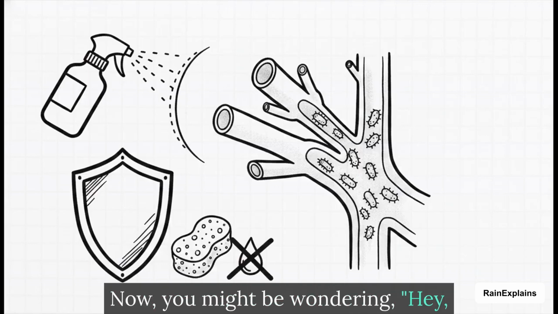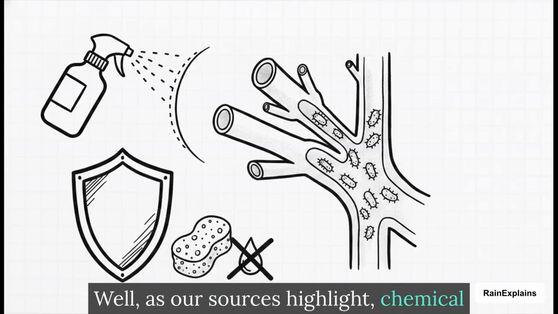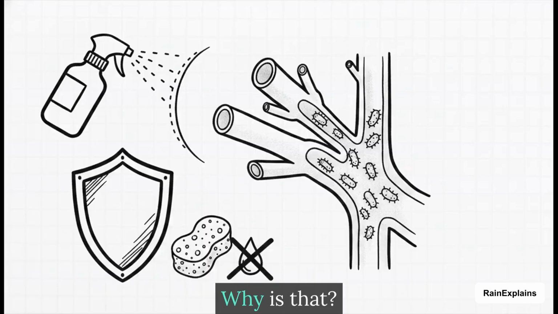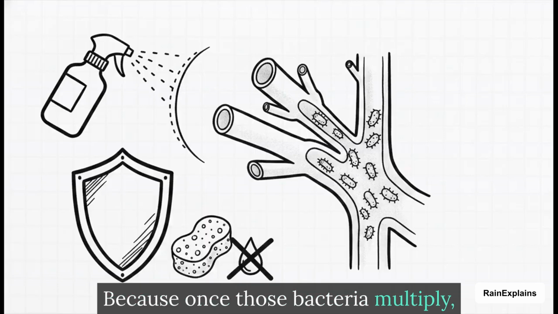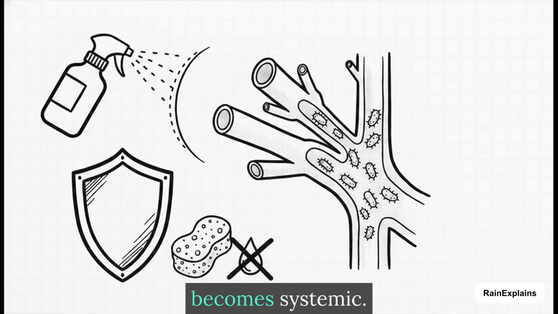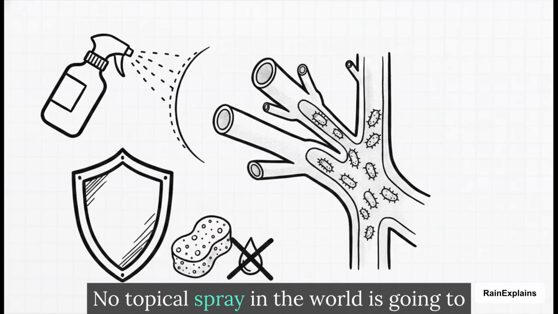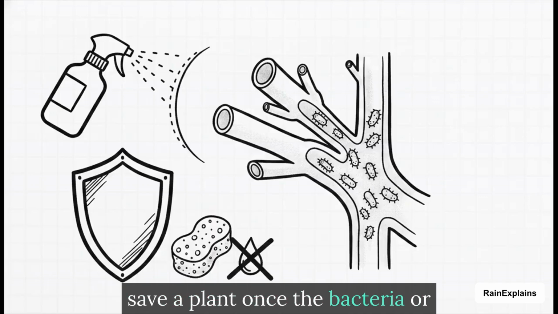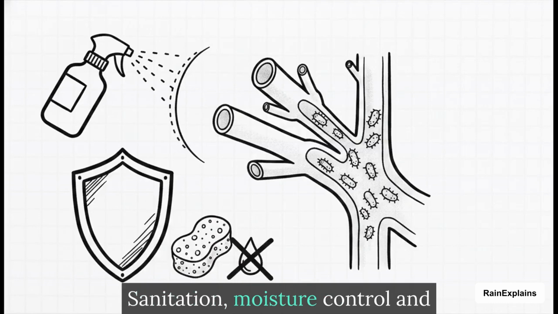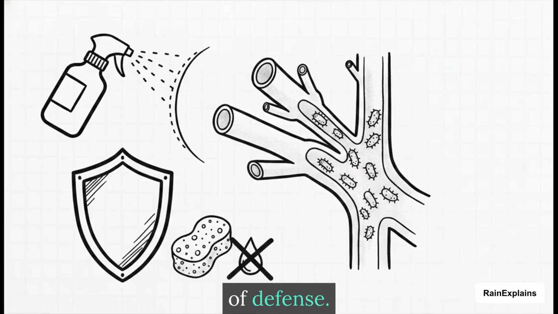Now, you might be wondering, hey, why can't I just spray something on it? Well, as our sources highlight, chemical applications are usually totally ineffective against bacterial leaf spots. Why is that? Because once those bacteria multiply, they often enter the vascular system of the plant, meaning the infection becomes systemic. It is literally inside the plant's plumbing. No topical spray in the world is going to save a plant once the bacteria are systemic and causing severe spotting or wilting. Sanitation, moisture control, and prevention. Those are your true and really only lines of defense.